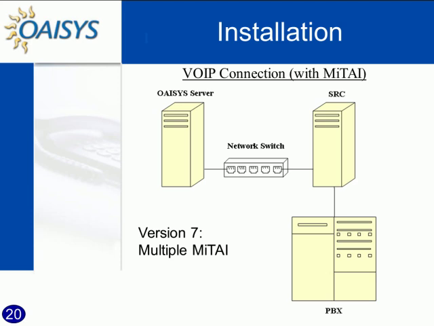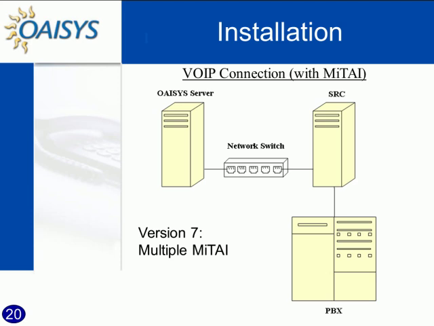One other thing worth note on this, new to version 7 of the software and for all versions beyond, the OAISYS server can now connect to multiple SRCs. We can connect to multiple MiTie links. So we can have multiple SRCs under one roof. We can have multiple SRCs split over large amounts of land. We can connect off of one server to multiple MiTie connections, and we can record many of those.